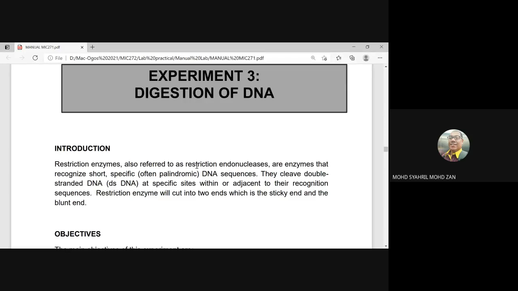Okay, so let's say we have, for example, from the question in the future kan, kita ada EcoR1 ataupun BamH1, dia akan potong site yang sama je. So that's meanings of restriction. Endo is inside, nucleases is nucleus, aces is enzyme. So enzyme that digest inside the nucleus. Okay. So enzyme that recognize short, specific, often palindrome. Okay. So what is meaning of palindromics?